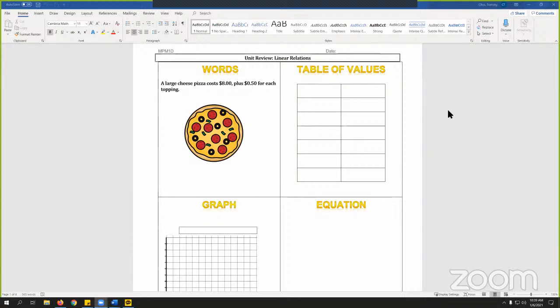So linear relations can be represented in 4 different ways. You have words, for example, a large pizza costs $8 plus 50 cents for each topping. You should be able to represent this in a table of values, in a graph, and as an equation. So you should be able to do all of these. If I give you a word, can you represent it in all the other different ways?